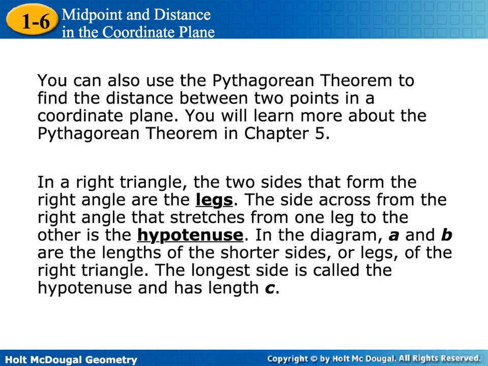In a right triangle, the two sides that form the right angle are the legs. Make sure you have this definition down for legs: two sides that form the right angle. We're going to call those A and B. Go ahead and put A and B with the definition of legs. The other one is the hypotenuse. For the hypotenuse definition, go ahead and write down the side opposite of the right angle. It's always the longest, and we're going to call that C.